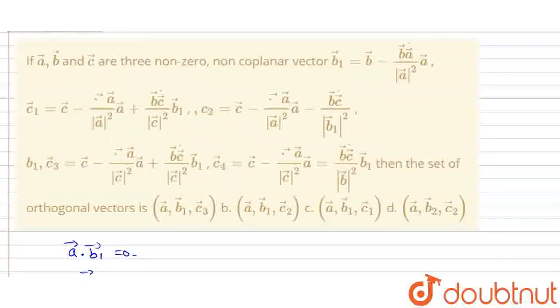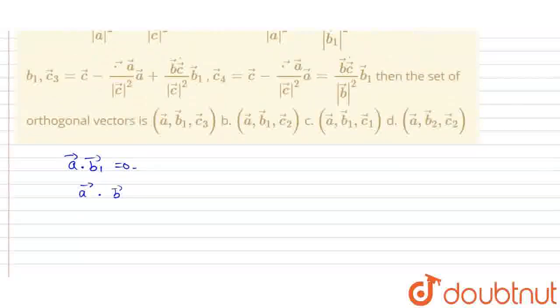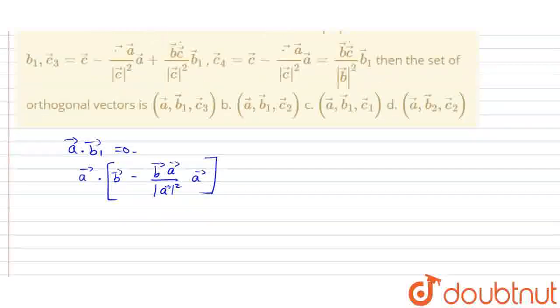So B1 vector equals B vector minus (B vector dot A vector) by A vector square into A vector. Okay students, I'm going to substitute here. So B vector minus (B vector dot A vector) by mod of A vector the whole square into A vector. Now I'm going to multiply this A inside the bracket, so it will become A vector dot B vector minus (B vector dot A vector) divided by mod of A vector the whole square into A vector dot A vector.